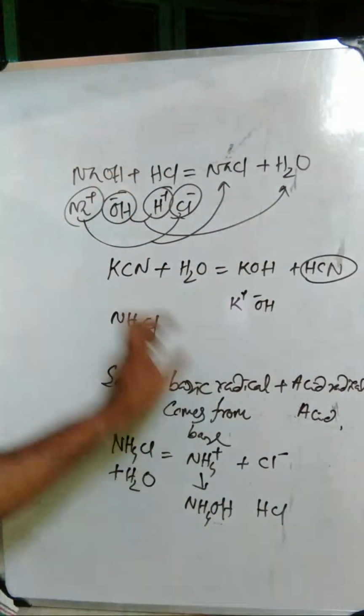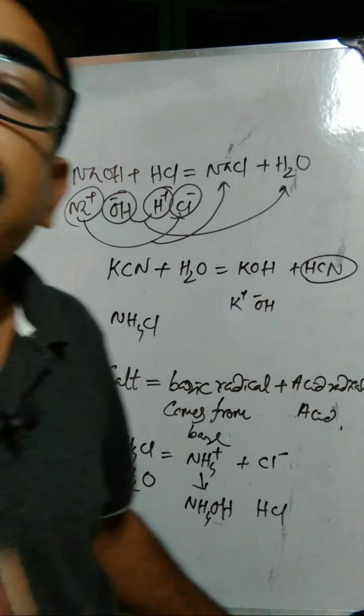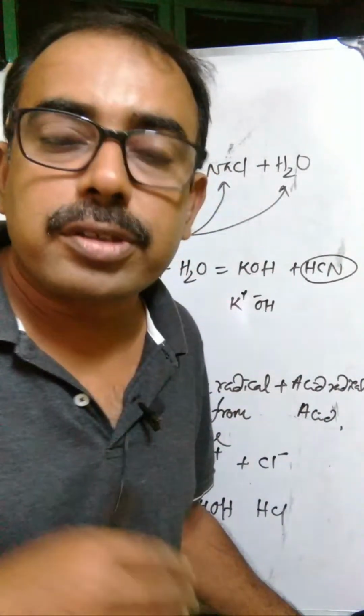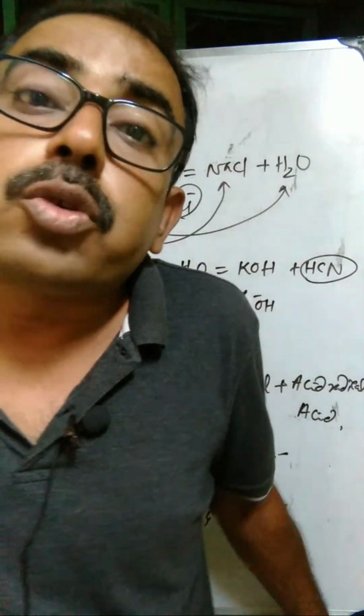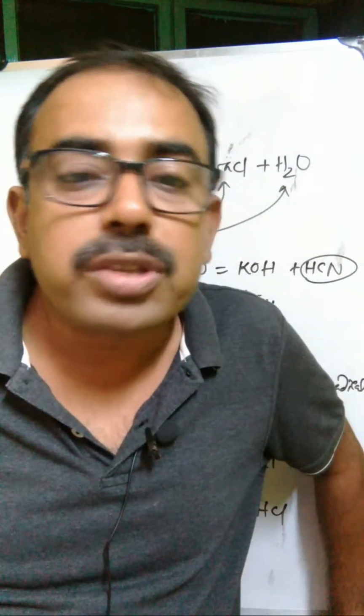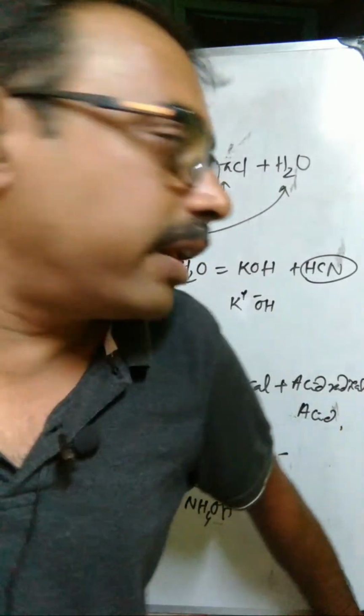Okay, so that is how we can determine the nature of the aqueous solution of a salt. First we have to know from which acid and base the salt is produced, and that is very easy to explain.